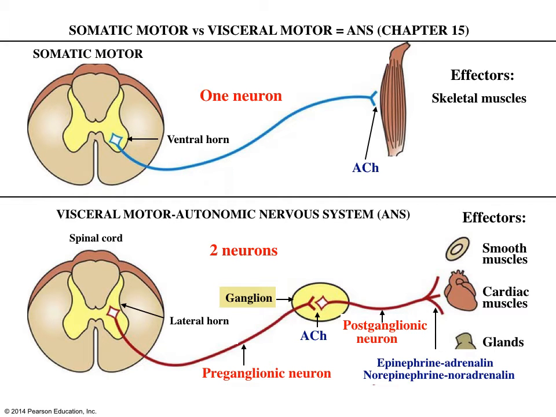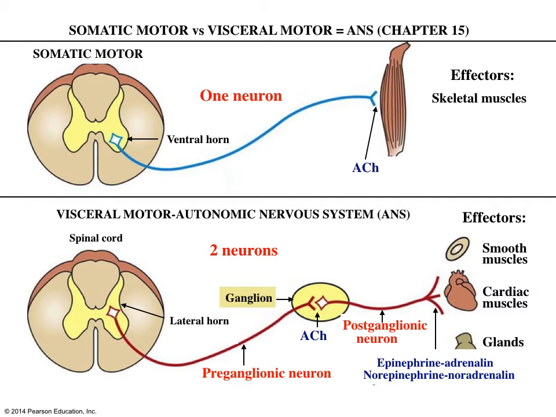Chapter 15 is on the autonomic nervous system. This first slide shows the comparison between somatic and visceral motor. In the somatic motor system, which we've studied, there's only one neuron that exits the spinal cord to go directly to its effectors, which are always skeletal muscles. The only neurotransmitter in play here is ACH.